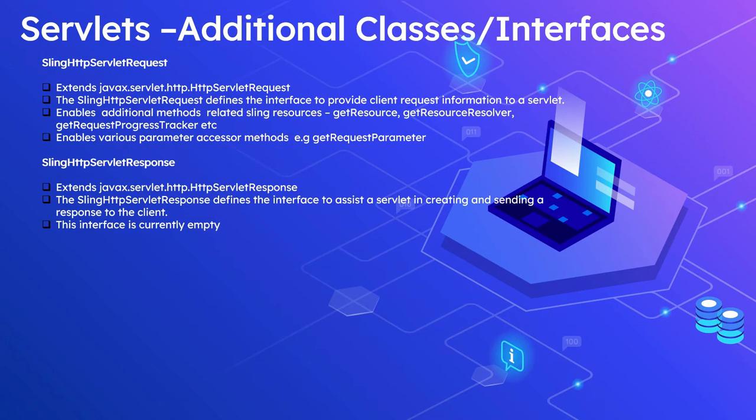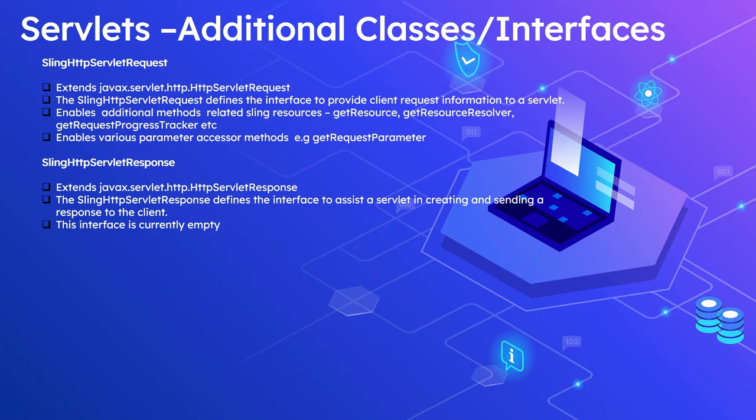Let us see some of the additional classes and interfaces. The first one is SlingHttpServletRequest. This extends javax.servlet.http.HttpServletRequest. It defines the interface to provide client request information to the servlet. This enables the additional methods related to Sling resources, for example getResourceResolver, etc. This enables various parameter accessor methods, for example getRequestParameter. The Sling framework processes the input data and maps it to the accessor methods.